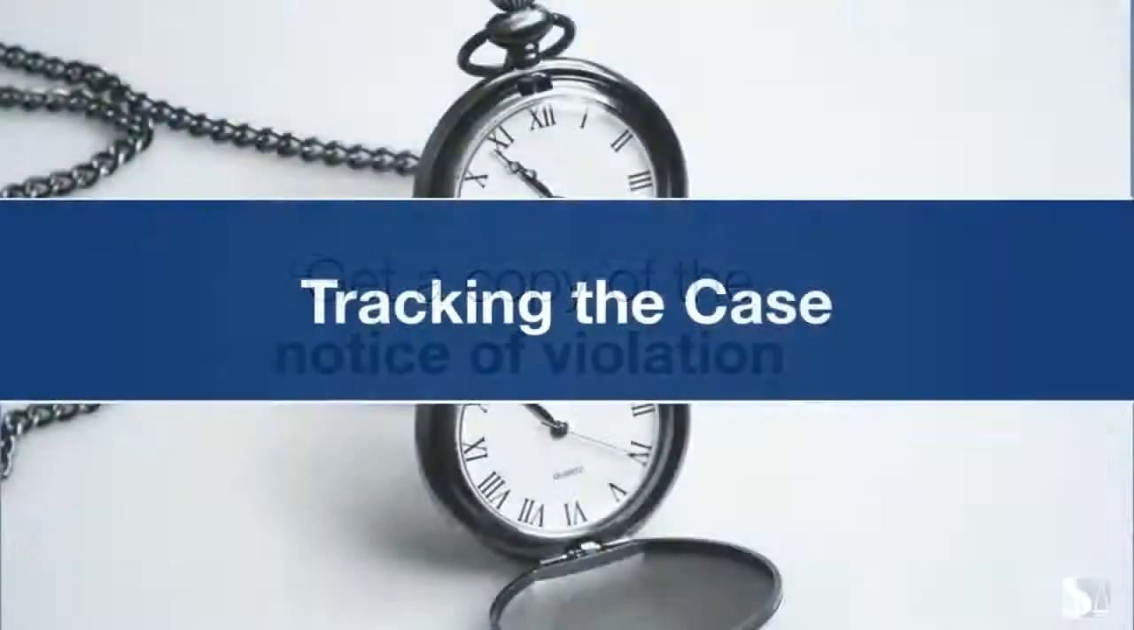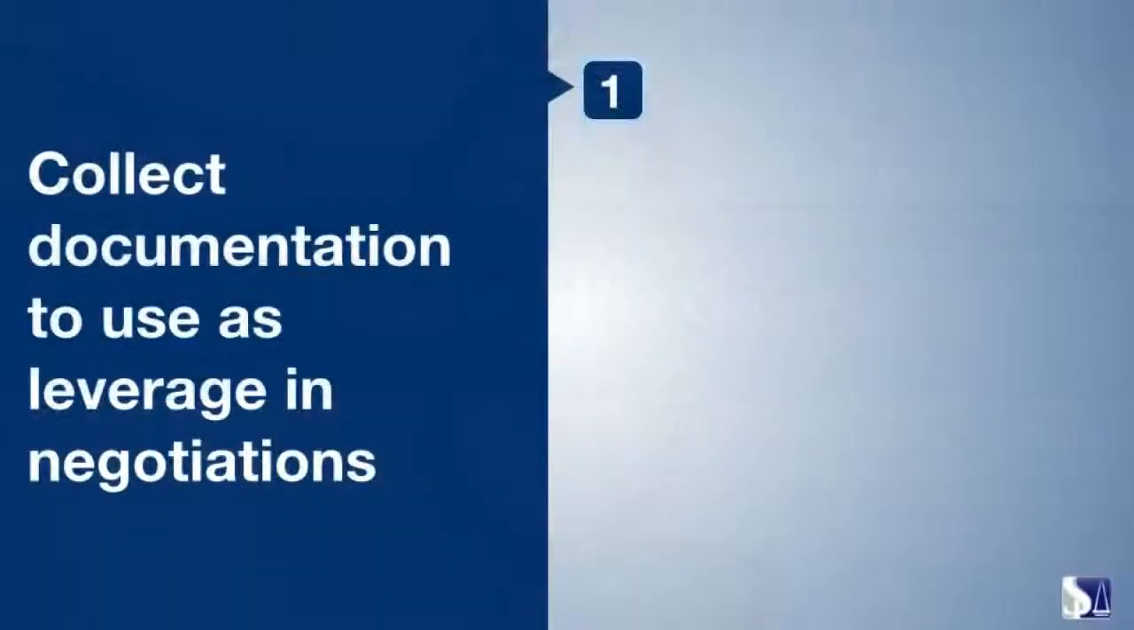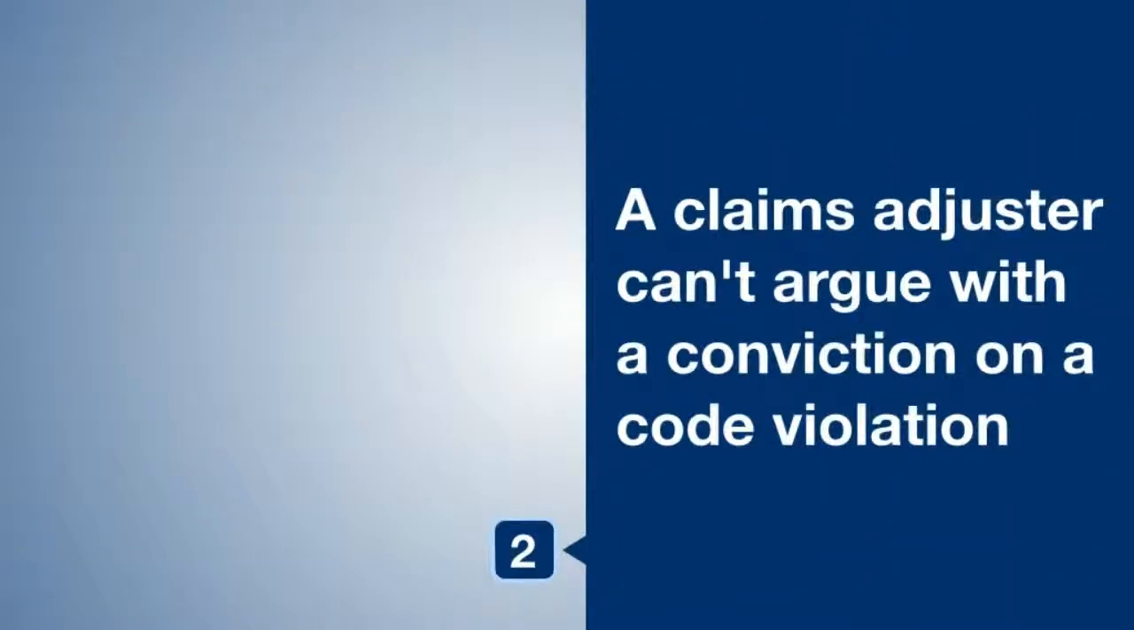Now, you have to keep track of the case. Follow up on what happens after a warning or citation is issued. You can check with the Building Code Department and local municipal court to track it. If there's a conviction, it will be there. Collect all available documentation to use as leverage in your settlement negotiations or as evidence in a lawsuit. Although a citation issued to a property owner is beneficial for your case, a conviction for that violation is even better. A claims adjuster can't argue with a court conviction on a county or state building code violation. It proves negligence. It shifts the argument from questions of liability to the amount of compensation.